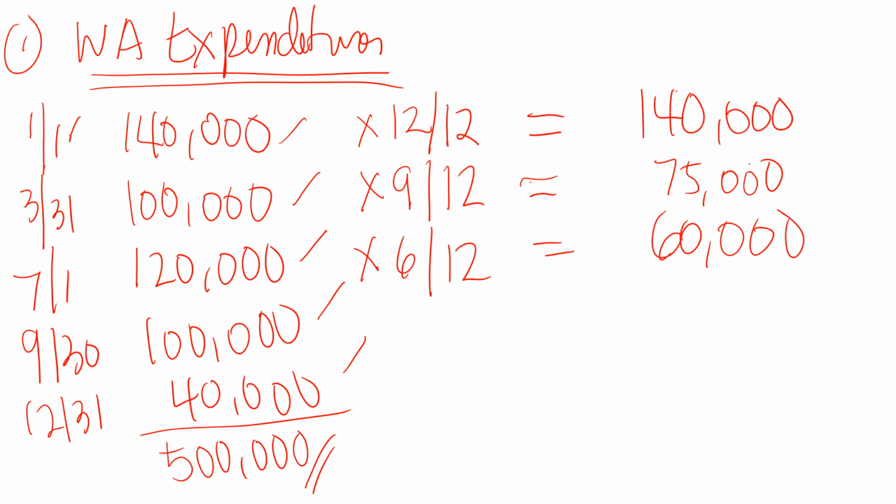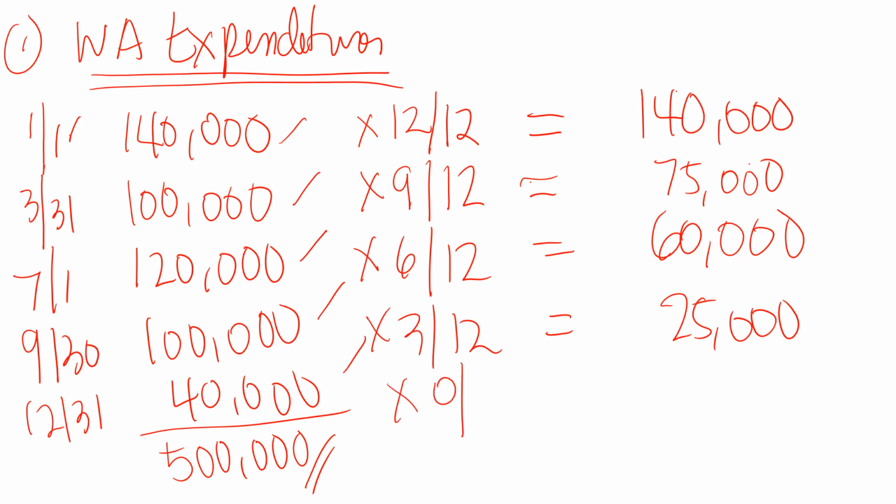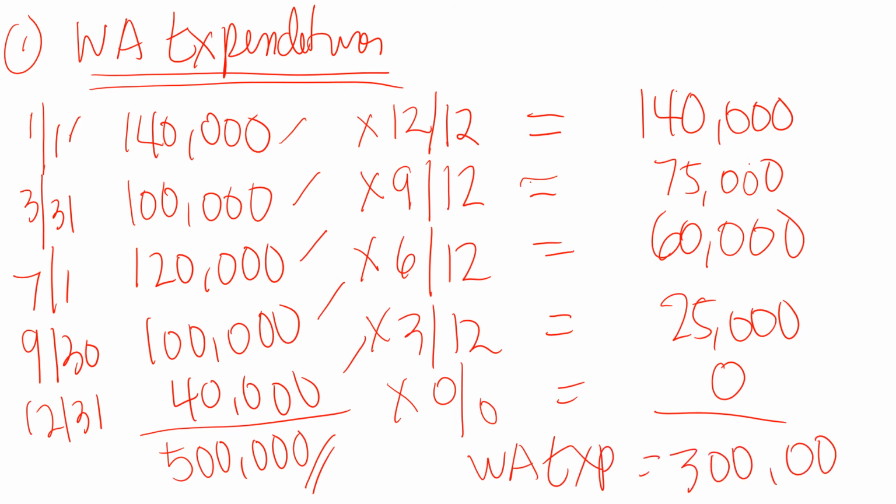And lastly, 9/30. So, 12 minus 9 is 3. 31 minus 30 is 1 day. So, 3 months lang. So, times ko to ng 3/12. So, this will be 25,000. And yung 40,000 is incurred on 12/31. So, this is 0. Bakit? 12/31 minus 12/31 is 0. So, ang weighted average expenditures natin is equal to 300,000. Please remember this weighted average expenditure.